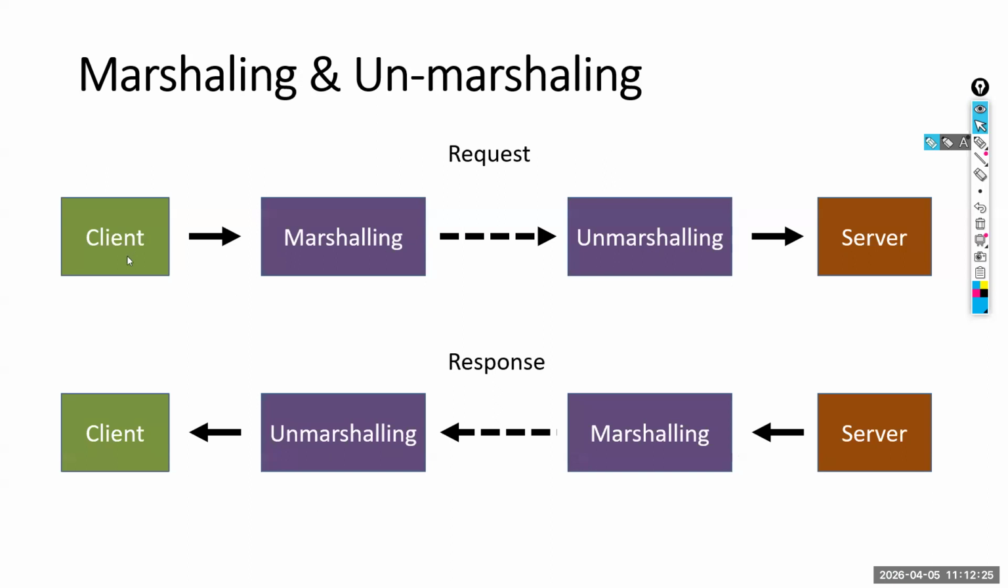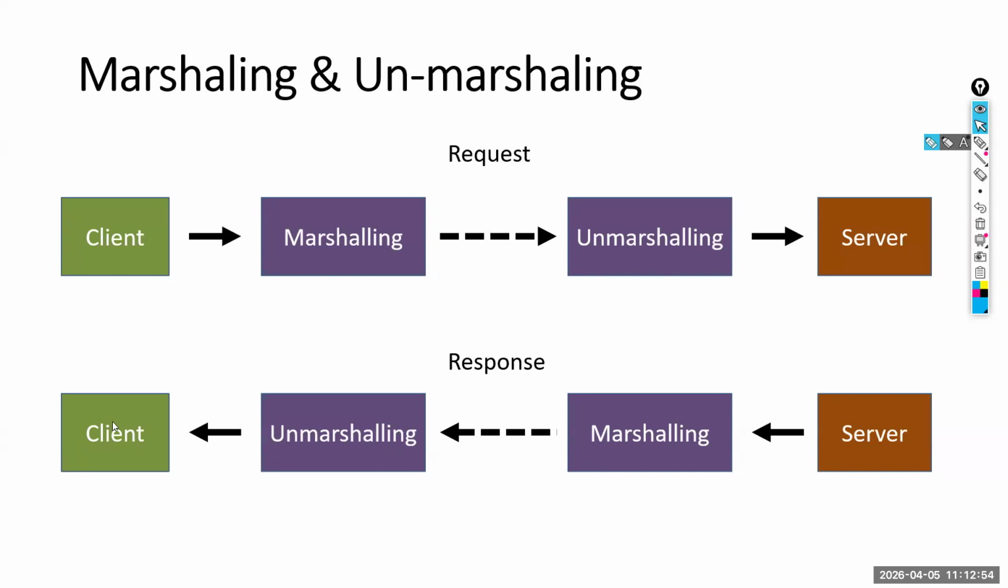Right. So therefore, the client marshals it if there are any parameters which are objects. When you send the request, the server needs to unmarshal the parameter object. Then the server can return, and if the server returns an object, it must marshal it. Then the client needs to unmarshal the returned object.